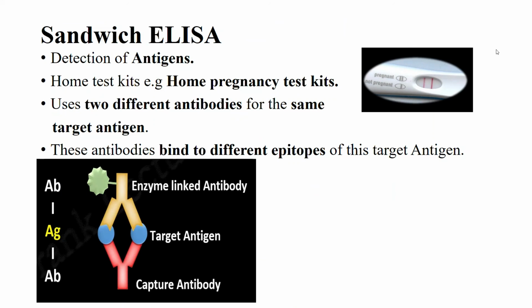Sandwich ELISA. It's mainly used for detection of antigen, and one of the most important applications is for home test kits. For example, home pregnancy test kits. In this sandwich ELISA, we are going to use two different types of antibody for the same antigen. In this, antibodies will bind to the different epitopes present on the same target antigens. For this, we need three components, that is capture antibody, target antigen, and enzyme linked antibody. Sandwich ELISA is where an antigen is trapped between the two different antibodies.